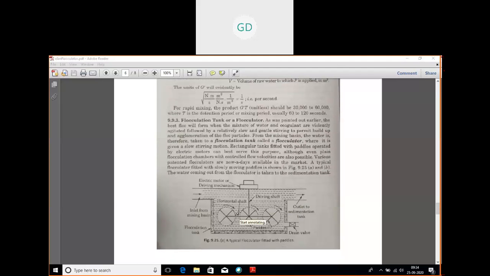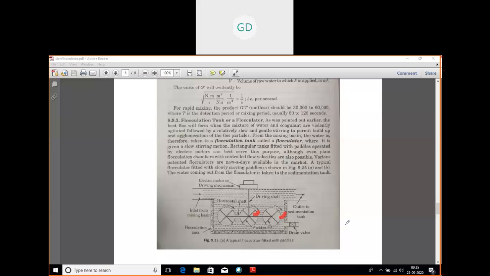Here you can see these circular paddles, this one. So what is done here is that when the water is put into the next unit, the flocculator, it is given a very slow and gentle mixing after the very heavy, thorough mixing. Now the water is given a gentle stirring so that it can build up and agglomerate the flock particles.